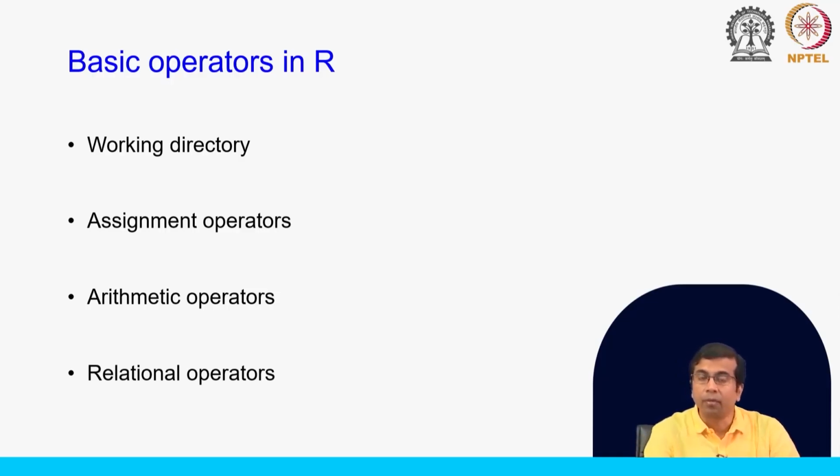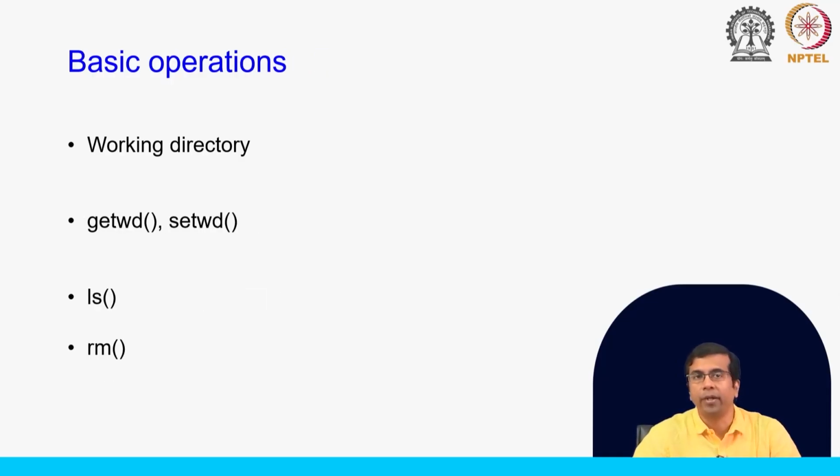So, for the working directory part, we have these two functions that we will use, getwd and setwd. I will illustrate in a moment how we can use these functions in R. We will also use the functions ls and rm, and when I illustrate in R, I will tell you what these functions do. You will understand it better when I illustrate.